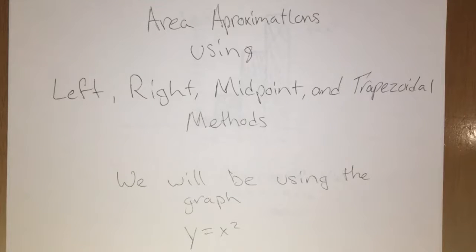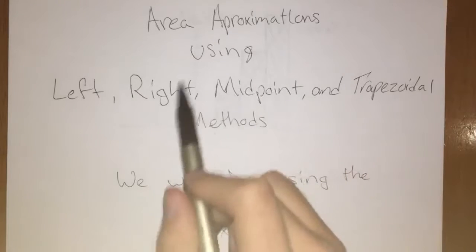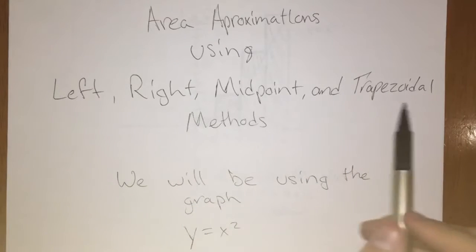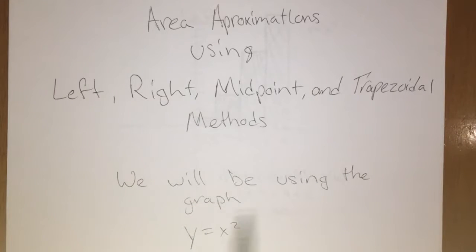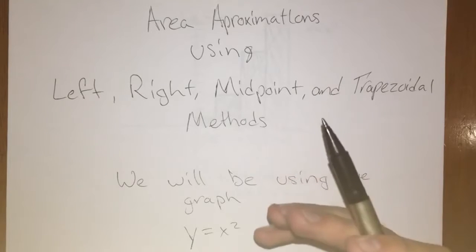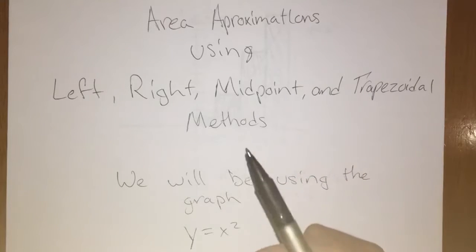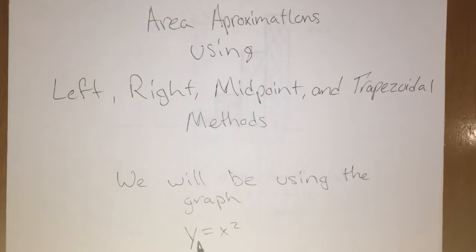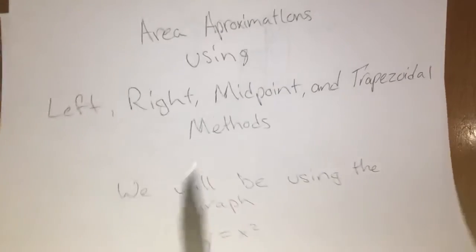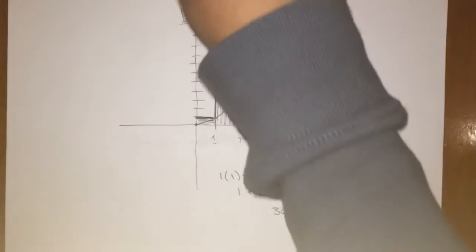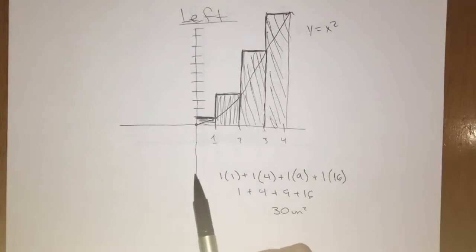Hello, I'm Jack Bowman, and today we're going to be talking about area approximations using left, right, midpoint, and trapezoidal methods. We will be using the graph y equals x squared. This is a very simple way of finding an area under any curve. However, there are many places where you can mess up during each step in these methods, but I'll explain those later on in the lesson. The first method I will explain is the left method.